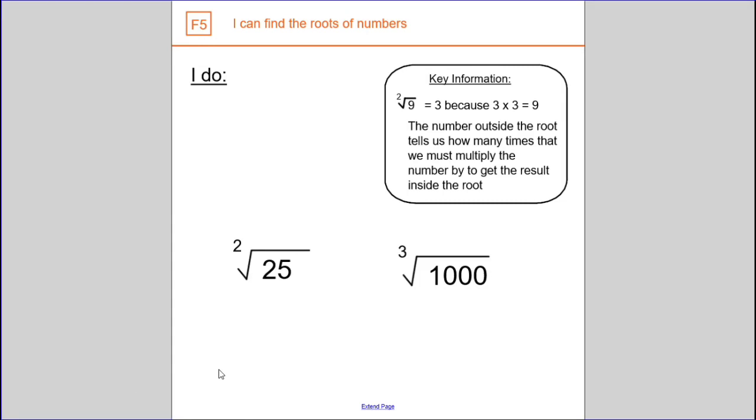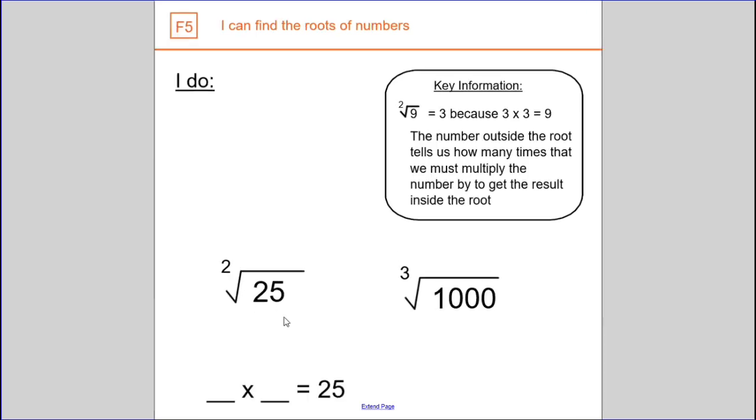Try these couple of questions together. So we've got square root of 25. Now, in this case, we have got the 2 written there, but in some cases, you might not have a 2 written there. What does it mean if there's no 2 written there? Well, it just means the same thing. So if there is no 2, that still means square root of 25. So we do need to know that for some questions.